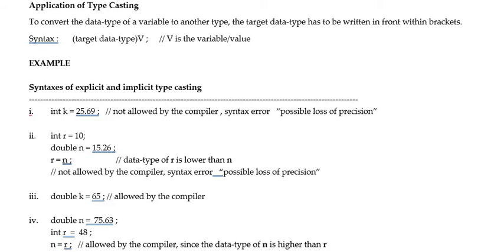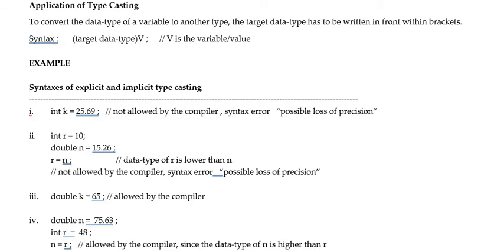Look into the examples and see how they work. Int k = 25.69, can it fit? No, because 25.69 is a double as its data type. So this will cause an error. If I want to store a double in a variable of double type n, 15.26, there is no problem. But if n has to fit in r, that means r is overwriting 10 with what is in n, which is 15.26, there will be an error.